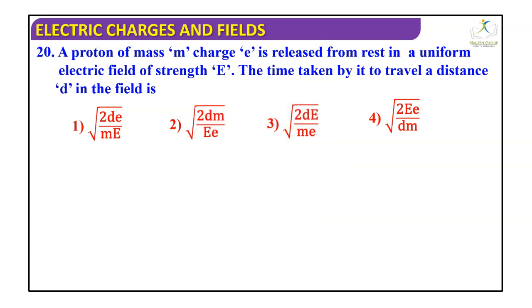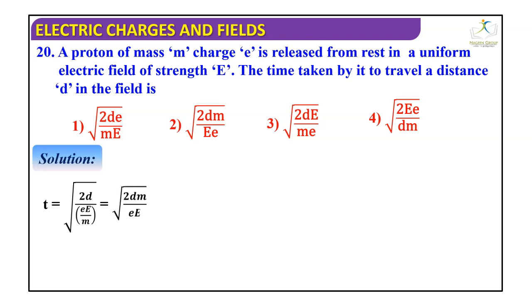I hope you did the solution. Let us move ahead with the solution part. So we have t is equal to under root of 2d divided by (E by m). We just put in all these values and we get the result.